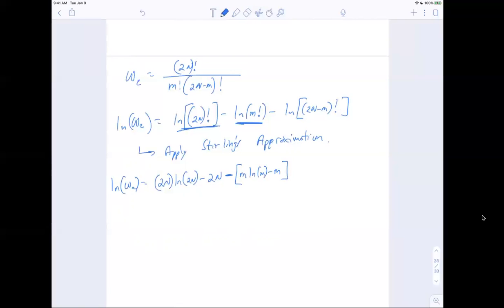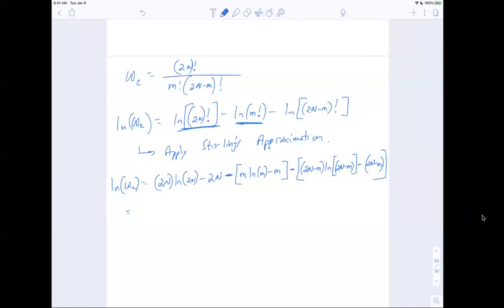And that last term, again, it's going to be negative. Then we have a bracket here. So log of 2n minus m factorial is just going to be 2n minus m natural log of 2n minus m minus 2n minus m. There we go. So now it's just a matter of simplifying everything.